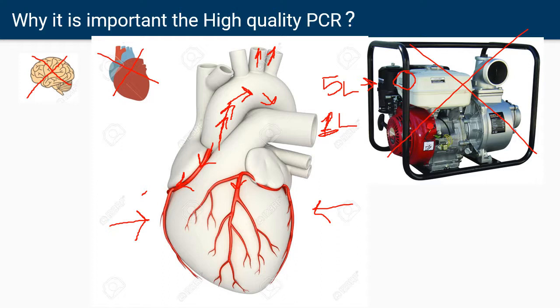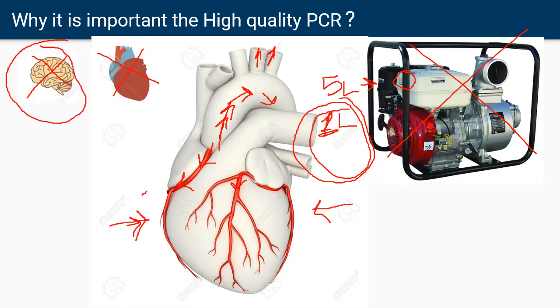So when you do the CPR and you allow this 1 liter of blood to flow, you increase the chance of the heart to start beating again by itself, and also you increase the chance of brain survival. Why?